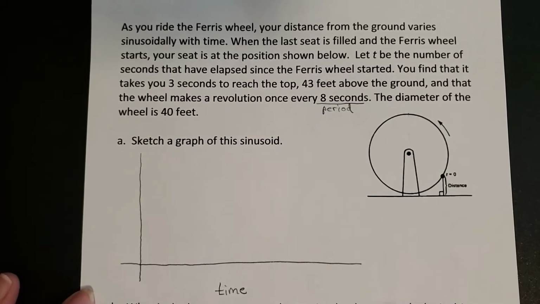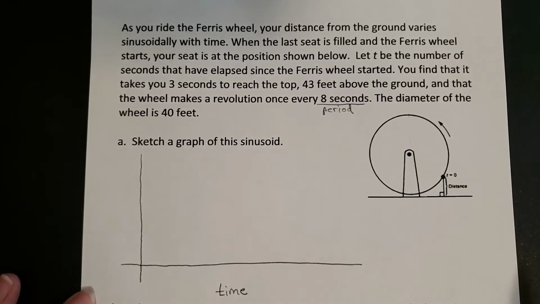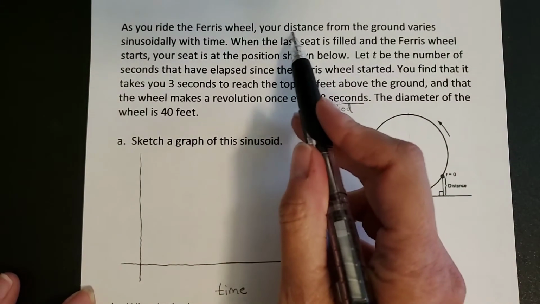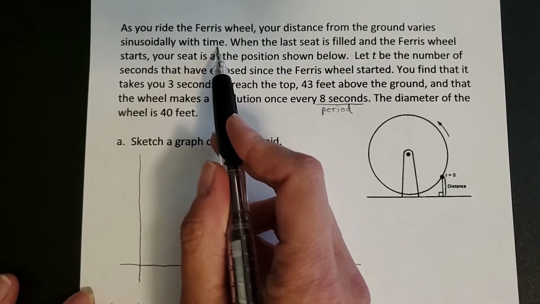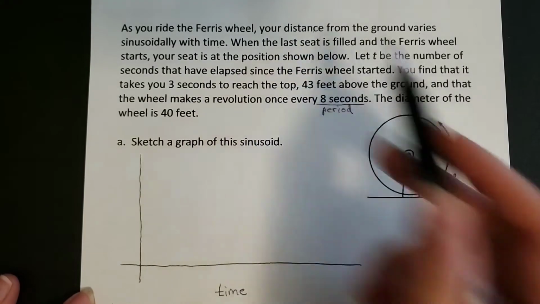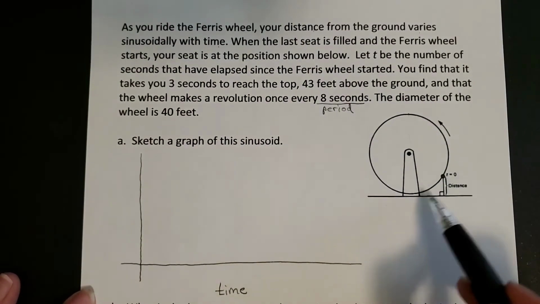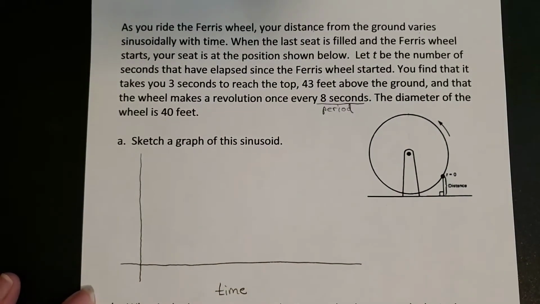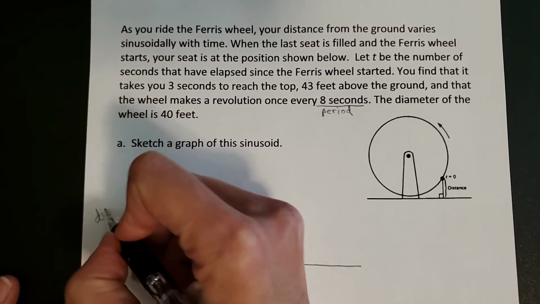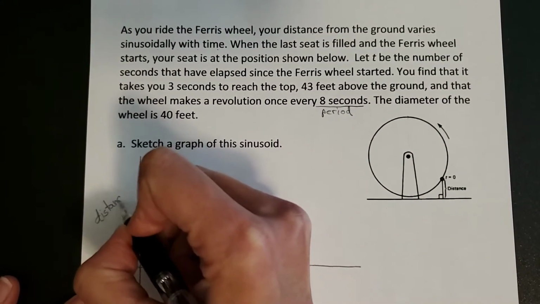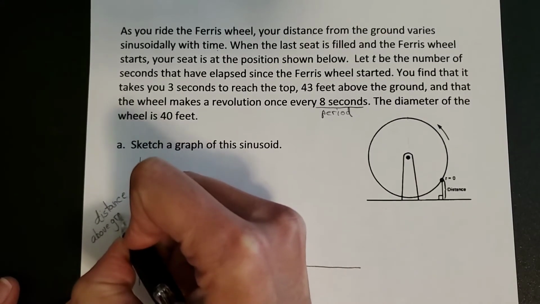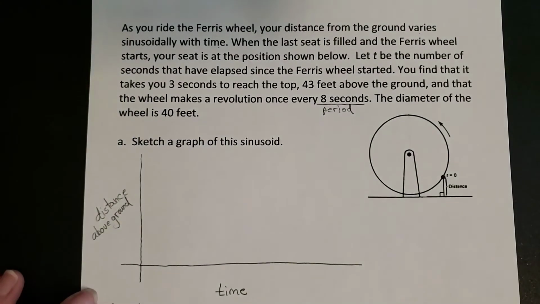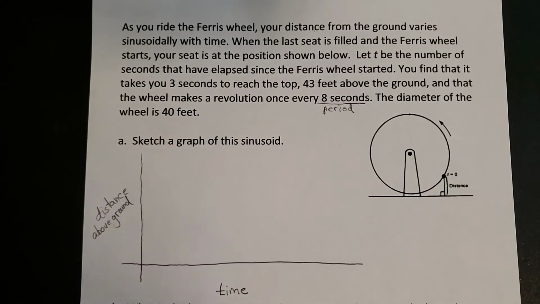And the dependent variable is distance, your distance varies with time. So time is your independent, distance is your dependent. That Ferris wheel is not going beneath the ground. And so I'm going to put distance above ground. Or you could have put the height. Sort of the same thing. Okay? So I label my axes.